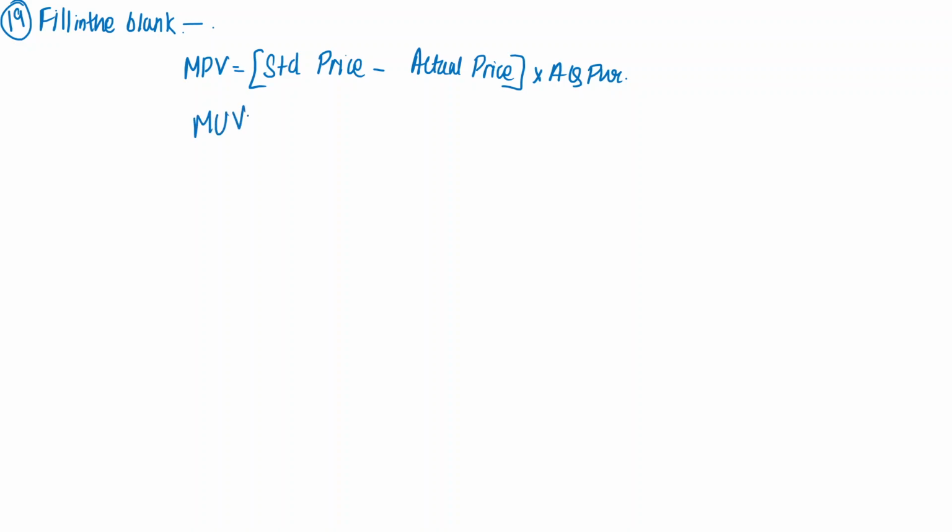Material usage variance. Tell me the formula. Standard quantity minus actual quantity consumed into standard rate. This is the difference. Understood? Usage means consumption. Price we pay for purchases.